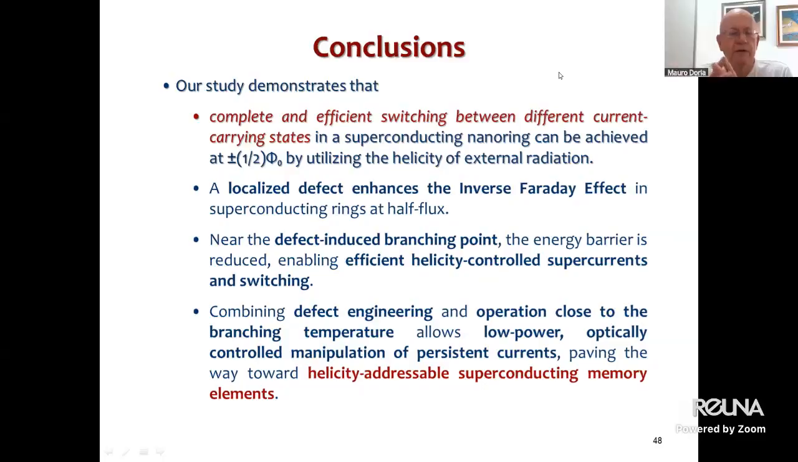So, one last thing, I think we have a proposal for you about observing the inverse Faraday effect in type 1 superconductors. But I'll talk to you later about that, because time is already late. Thank you very much for your lecture.